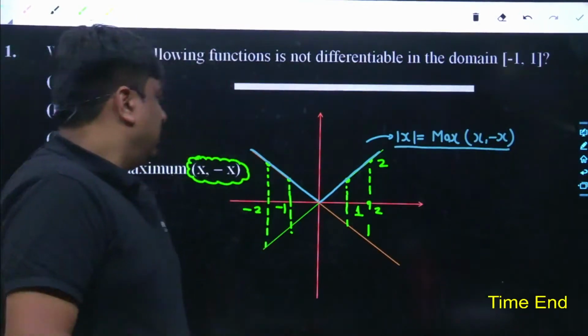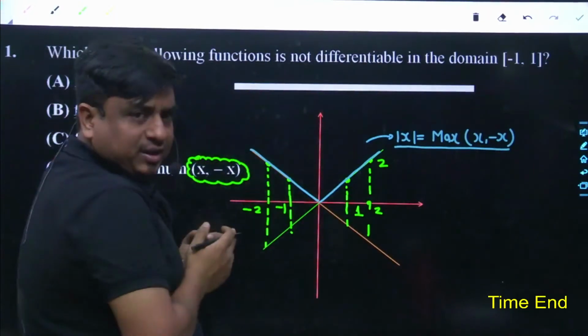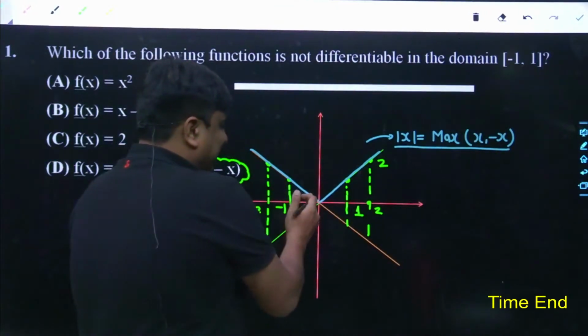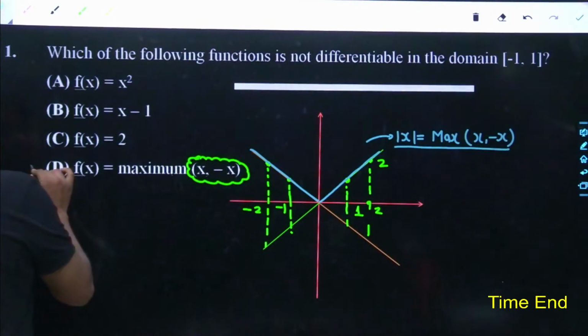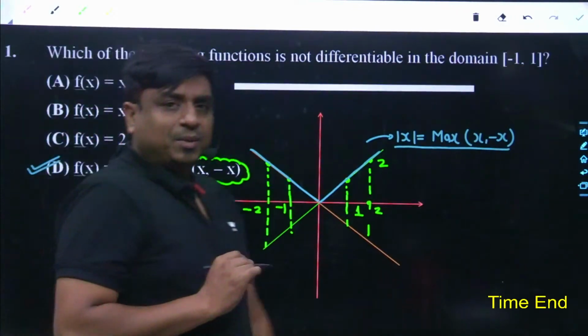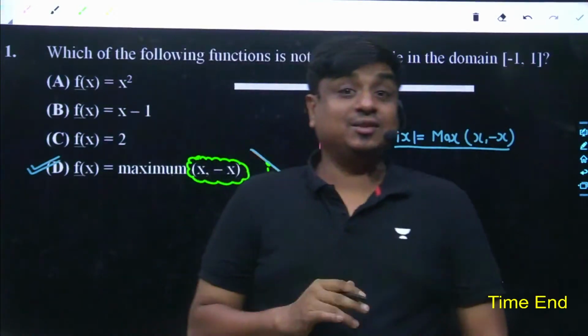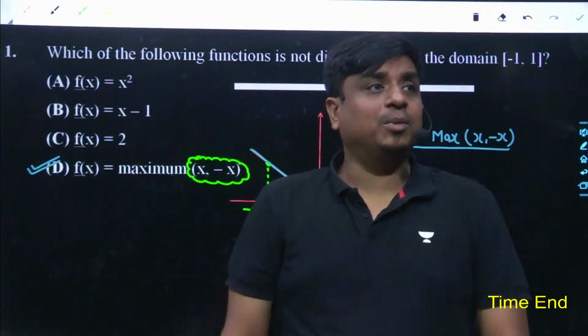And as you know, the cusp is formed at x equals 0. Although within this closed interval it is continuous, it is not differentiable at x equals 0. So tell me, which is the perfect answer? The D. The f of x, which is a maxima between x comma minus of x, is not differentiable everywhere in the closed interval of -1 comma 1.